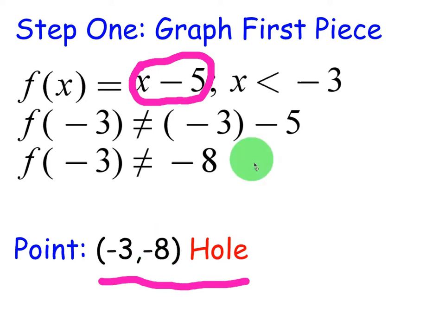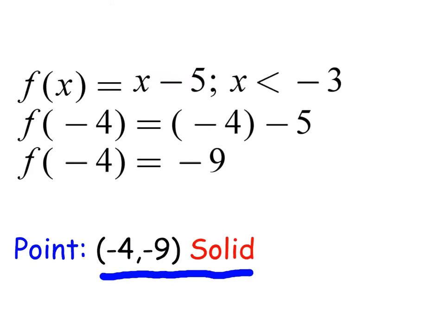Now I need to choose at least one point that's less than negative 3. In fact, I only need 1 point because this is a line because it's x minus 5. So I'll just choose negative 4. I'm going to plug in negative 4 into my top piece and get negative 9 back. I'm going to have a solid point at negative 4, negative 9 because negative 4 is part of my interval because it's less than negative 3.